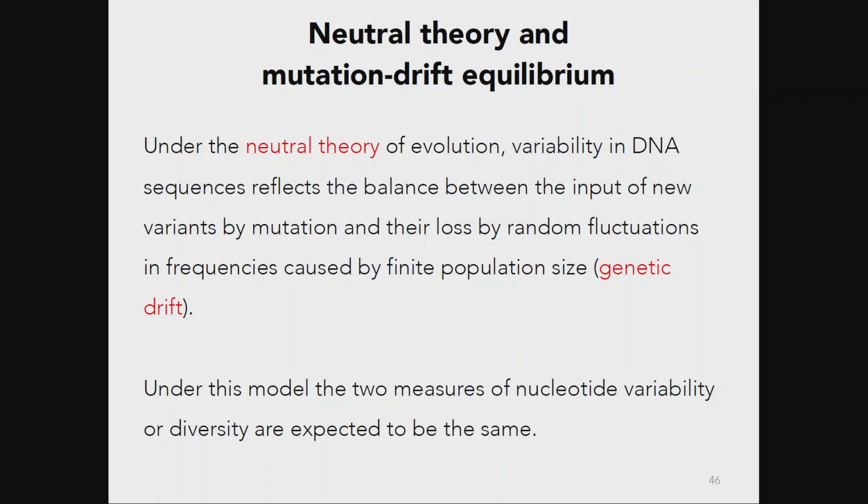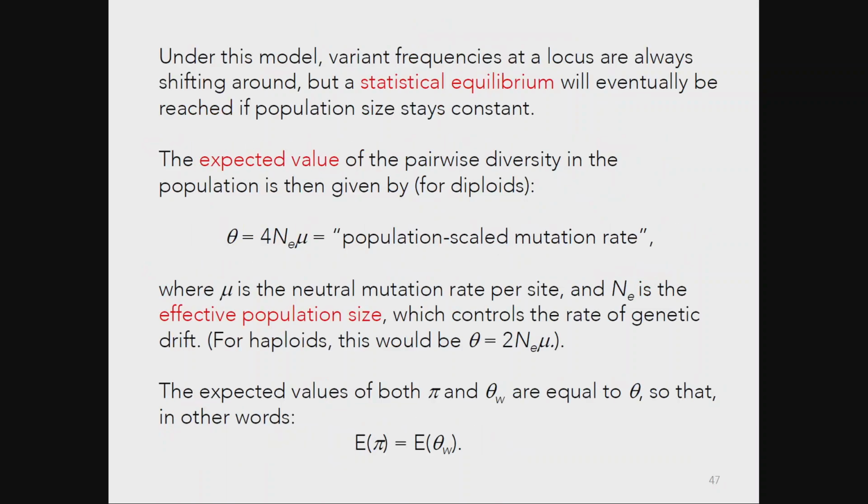So we often write this as, well, I think I have that on a slide, maybe on the next slide. Right, so under the neutral theory of evolution, variability in DNA sequences reflects the balance between the input of new variants by mutation, and of course these variants can then be lost again by genetic drift. And genetic drift obviously is due to finite population size. And so under this standard model of neutrality, the two measures of nucleotide variability are expected to be the same.